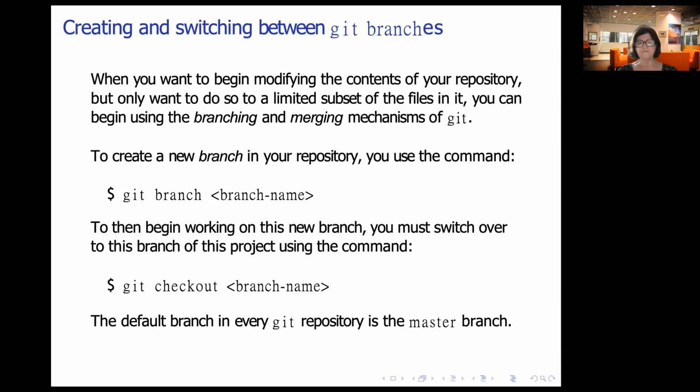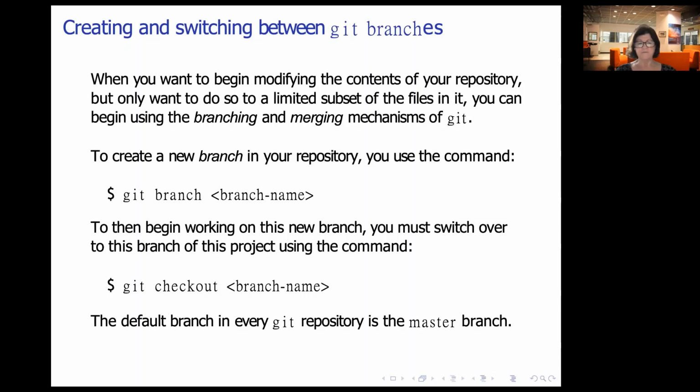So we use branching and merging. To create a new branch in your repository, you use the command git branch, and then you make up a name for that branch. To then begin working on this new branch, you need to switch over to the branch of the project, and with that command you would check out that branch. That's how you would switch into it logically. This is virtual, so in your folder it might look the same, but you have to start tracking which branch you are in.